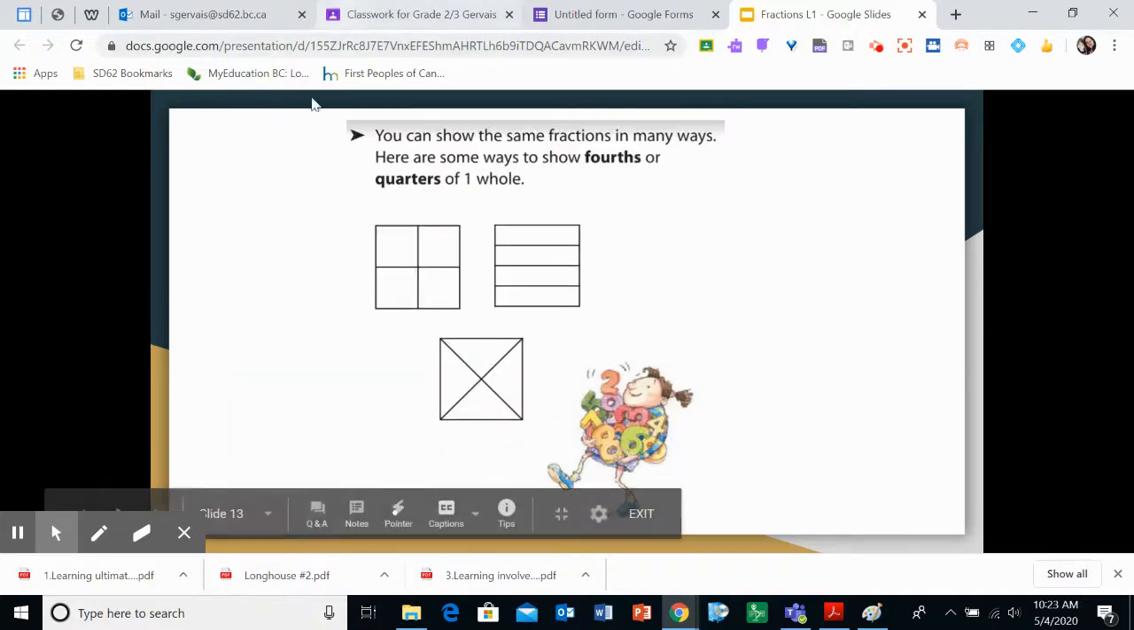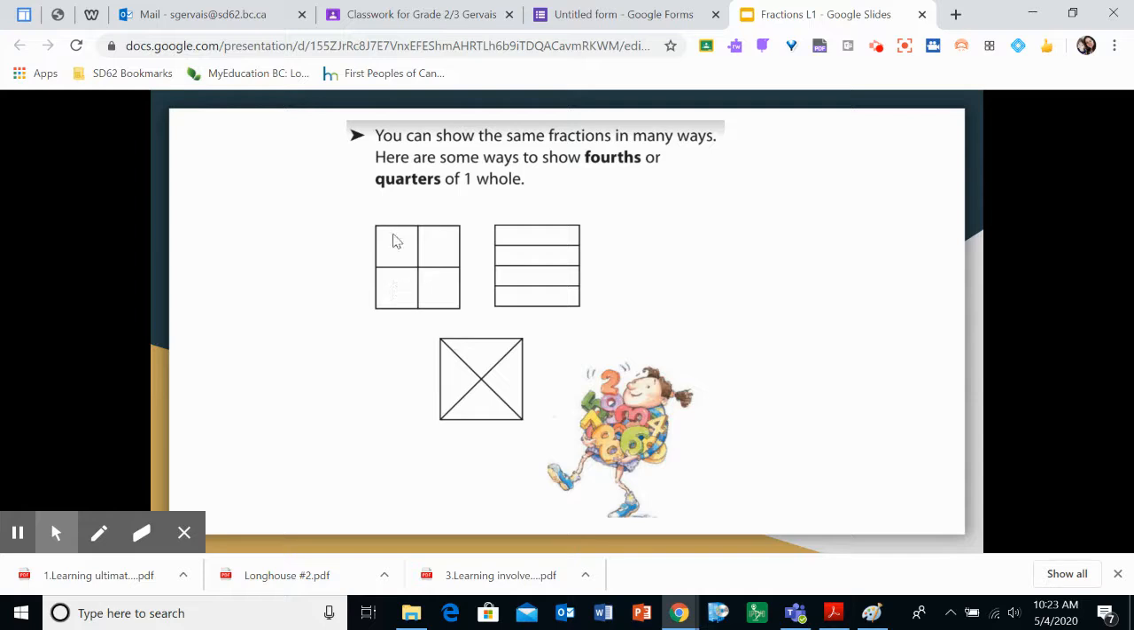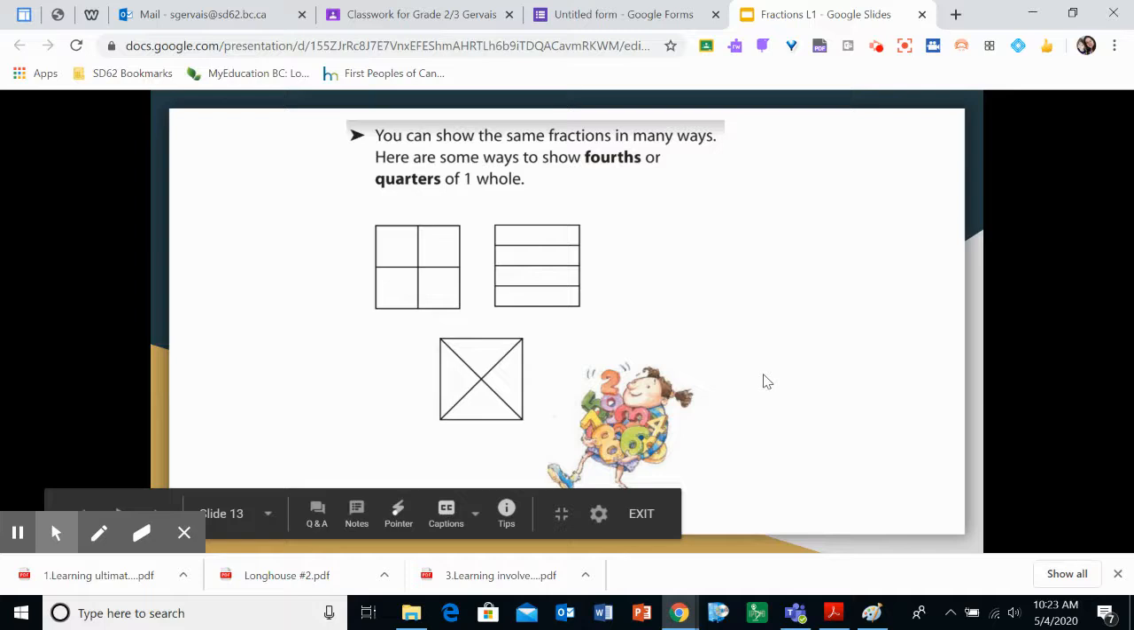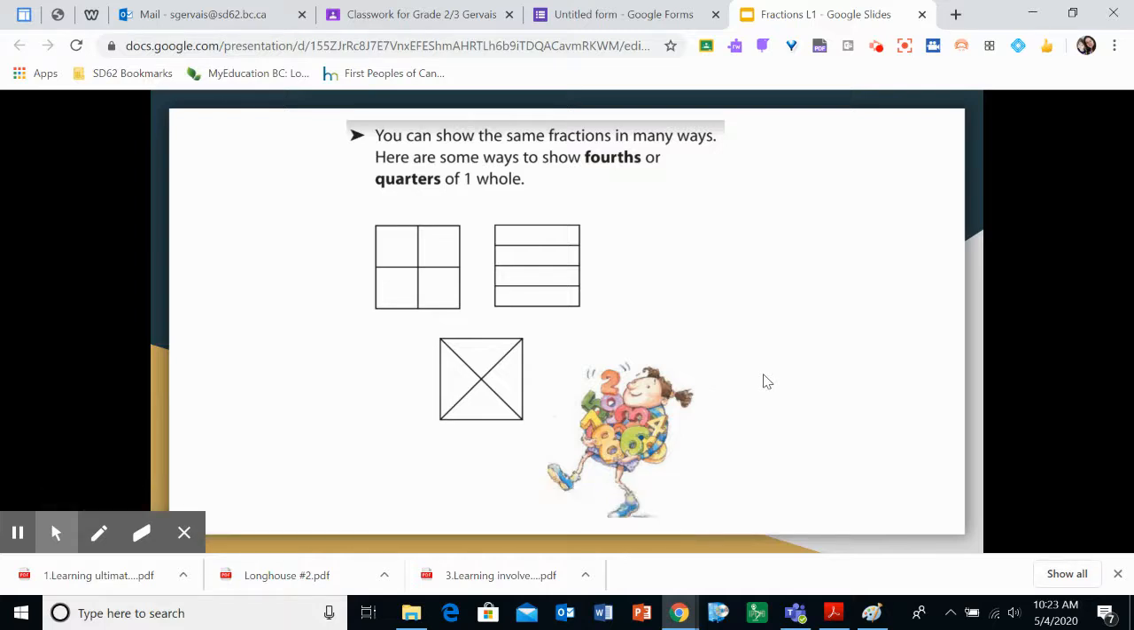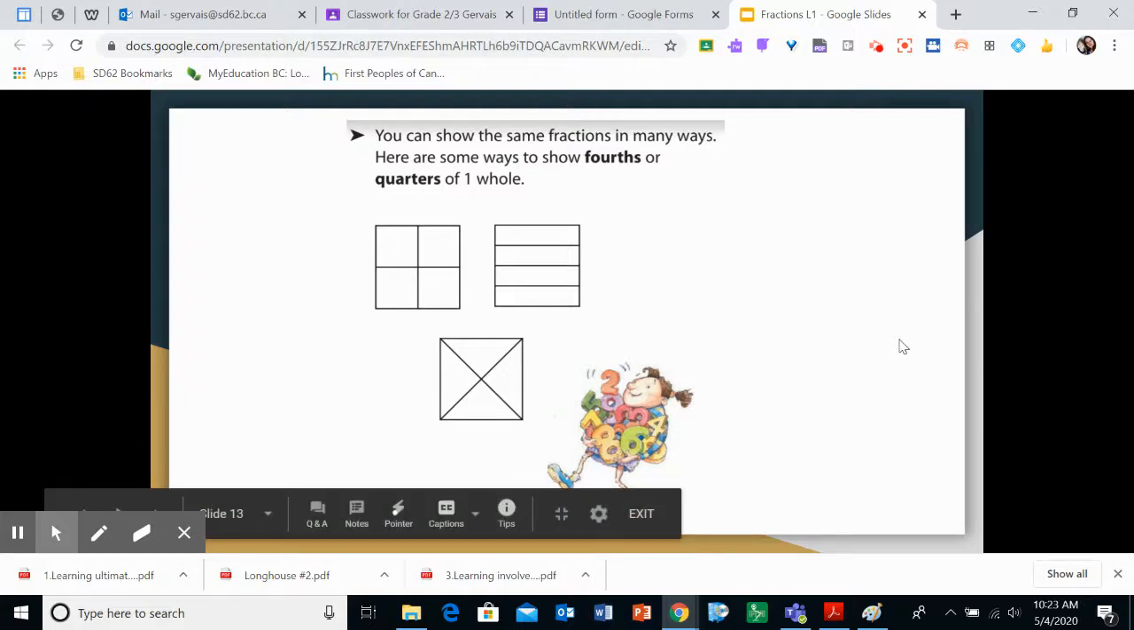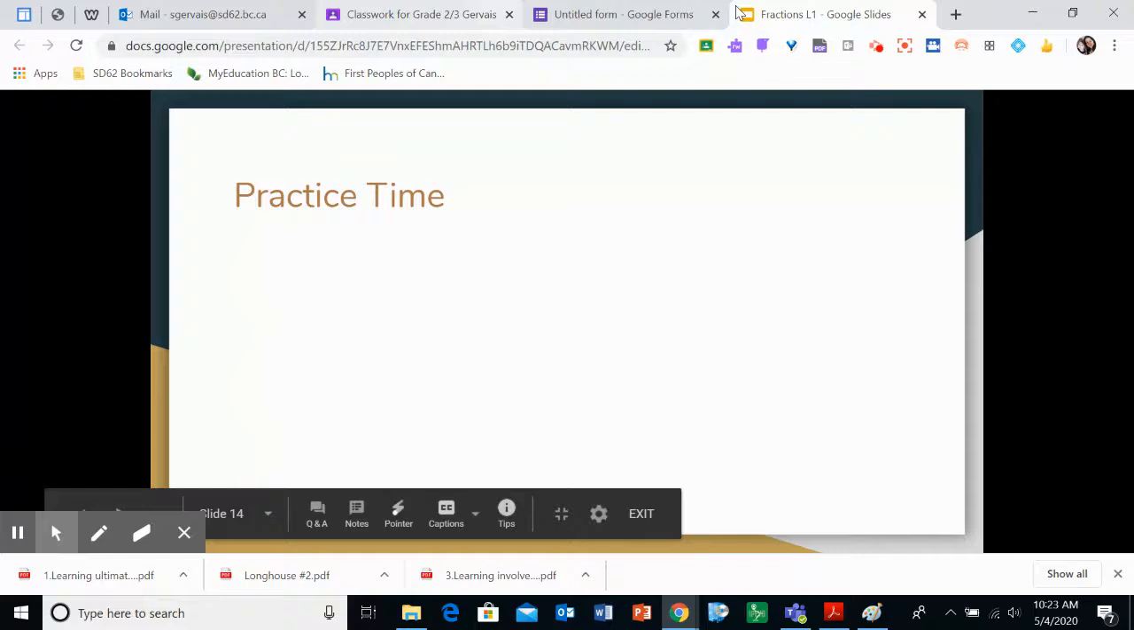All right, you can show the same fractions in many ways. Here is some way to show fourths or quarters of a whole. So fourths, fourths, fourths. So you don't just have one way of doing it. It's not all with a circle like a pizza. It can be with different shapes. Many different shapes.